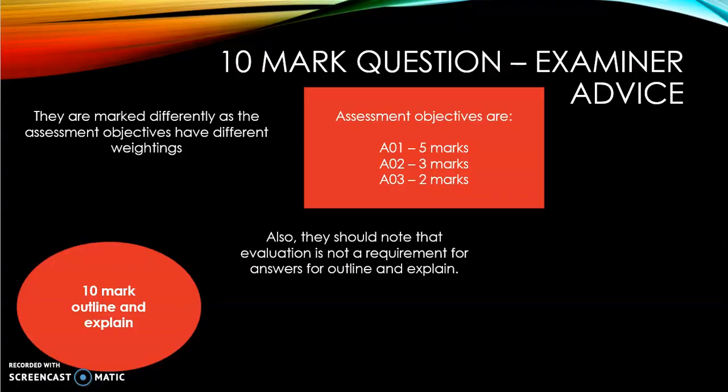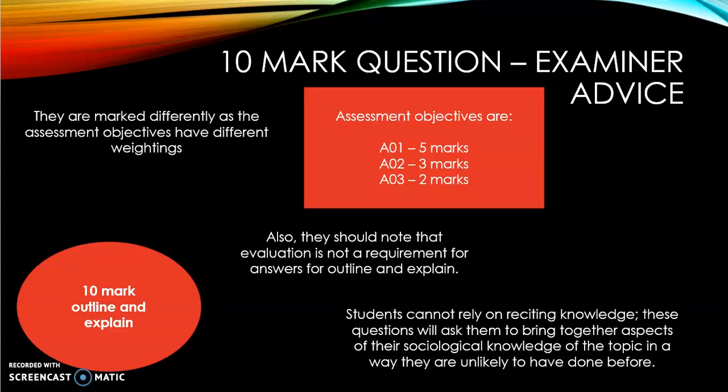Also, you should note that evaluation is not a requirement for answers for an outline and explain, and you will see that there's only 2 marks for AO3 because they're looking for your skill of analysis rather than evaluation. And students cannot rely on just reciting knowledge. These questions will ask you to bring together aspects of their sociological knowledge of the topic in a way that they're unlikely to have done so before.